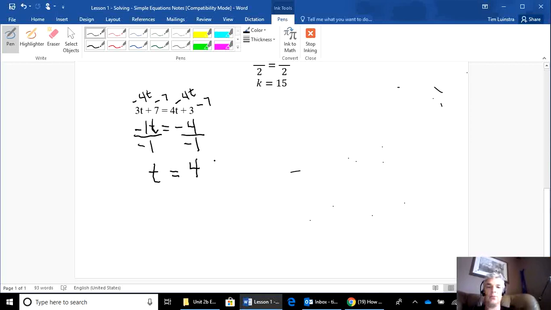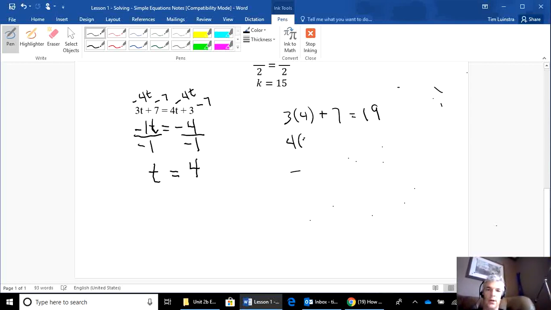Now I can go back and do my check. Let's do a check. I say t equals 4. 3 times 4, where the t is, I put the 4, plus 7. What does that equal? 3 times 4 is 12, plus 7 is 19. Then I have 4 times t, which is 4, plus 3. 4 times 4 is 16, plus 3 equals 19. It works, it satisfies the equation.